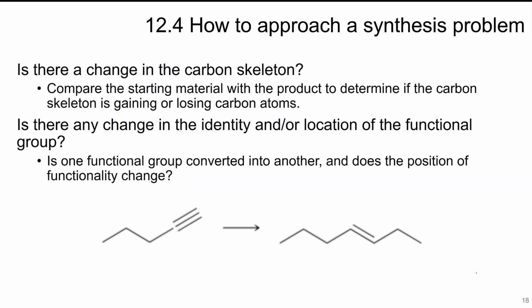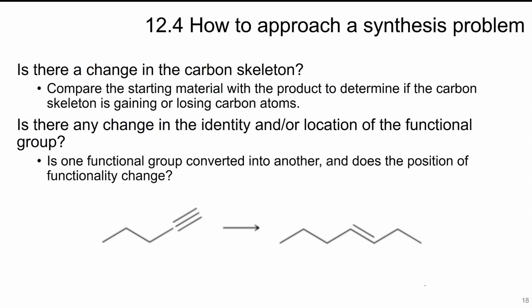So how do you go about approaching a synthesis problem? You want to look at whether or not there's a change in the carbon skeleton, then compare the starting material with the product to see if the carbon skeleton is gaining or if it's losing carbon atoms. If it's gaining atoms, you might need to go through an alkyne. If it's losing atoms, you may need to do an ozonolysis reaction in order to cleave some carbons off, or maybe do an elimination. Is there any change in the identity or location of the functional group? So is one functional group getting converted into another? Does the position change? So are we moving things around? So that's a couple of observations that you can make here.